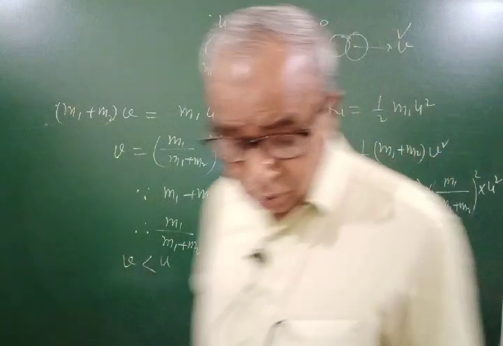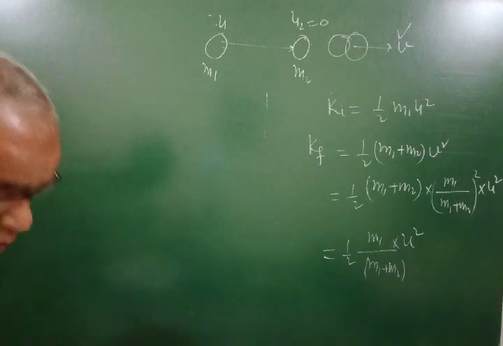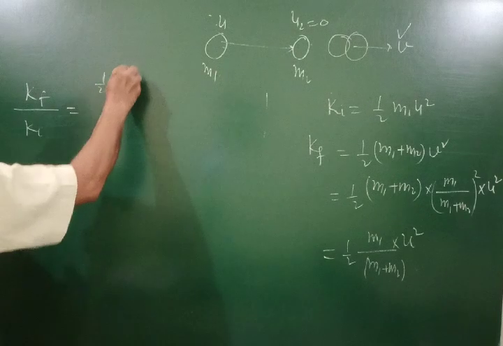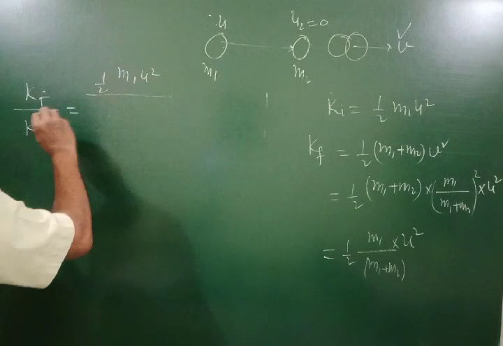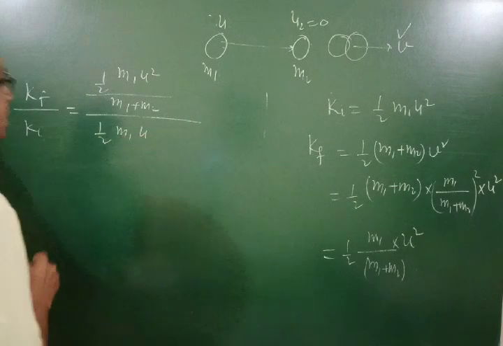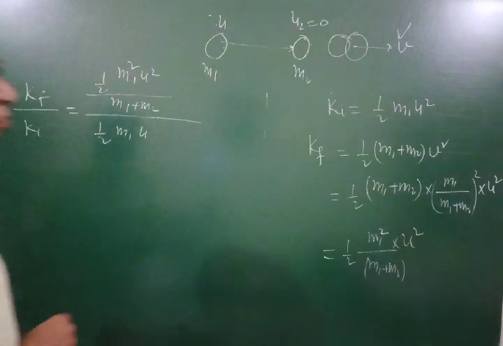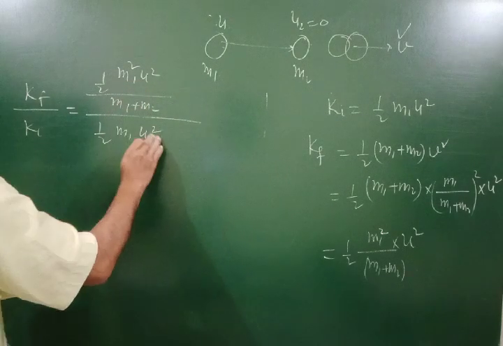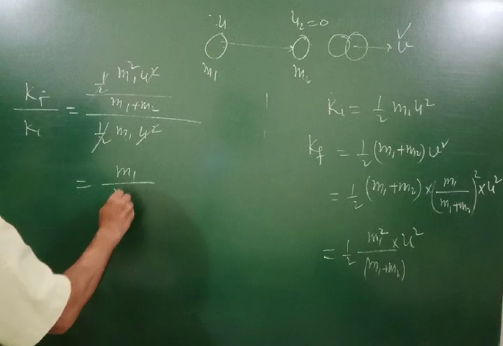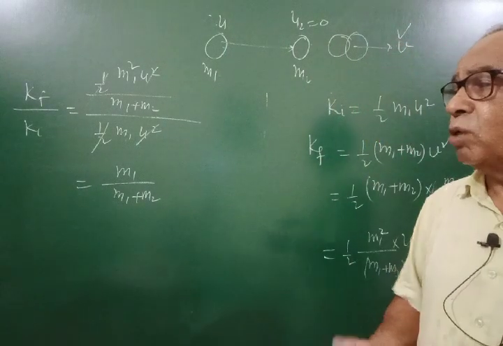So now Kf upon Ki, the ratio of kinetic energy after collision to initial kinetic energy. Kf is here half m1 square u square upon m1 plus m2, upon initial energy only half m1 u square. So the half cancels, u square cancels, m1 cancels, and it is left only m1 upon m1 plus m2. They can give any question, then we have to follow the basic rule.